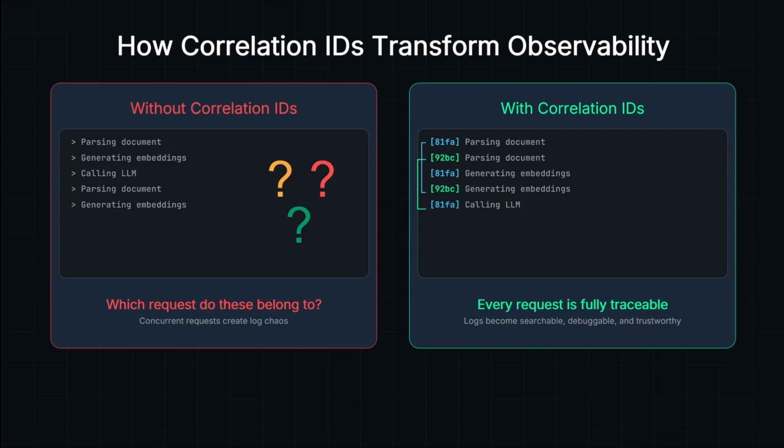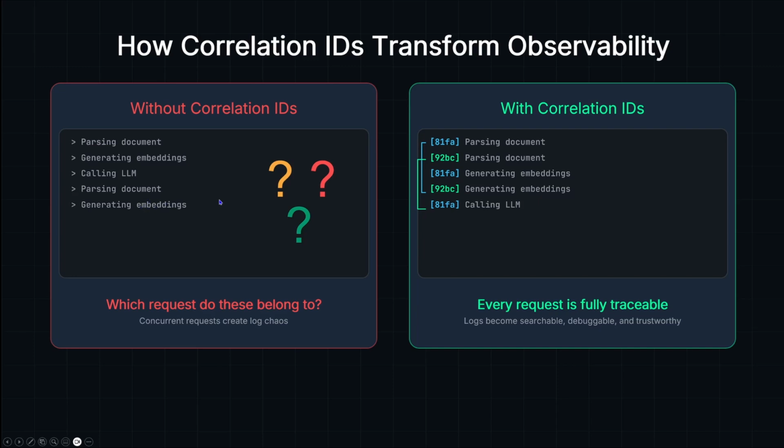So why do correlation IDs matter even more with FastAPI? Because FastAPI is asynchronous, and things get tricky for asynchronous requests because multiple requests are being processed at the same time in the same process. So logs from different requests get mixed together constantly.